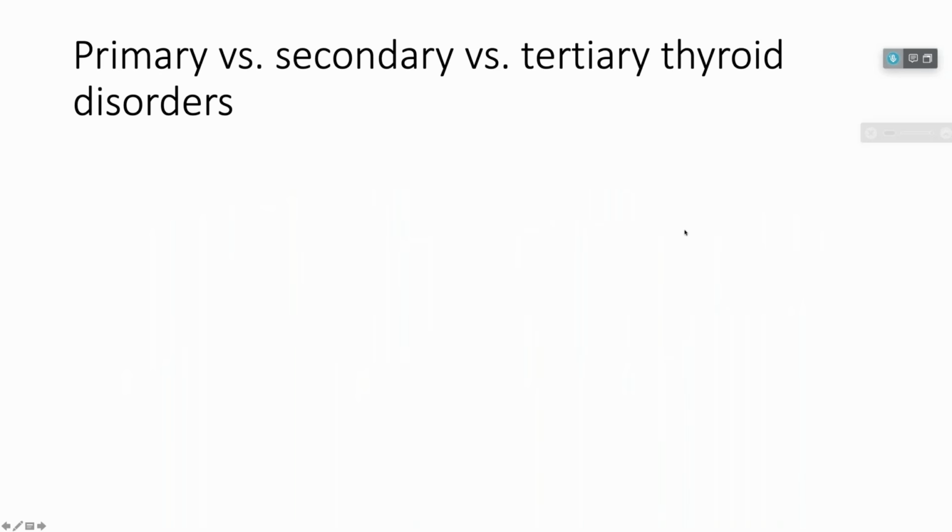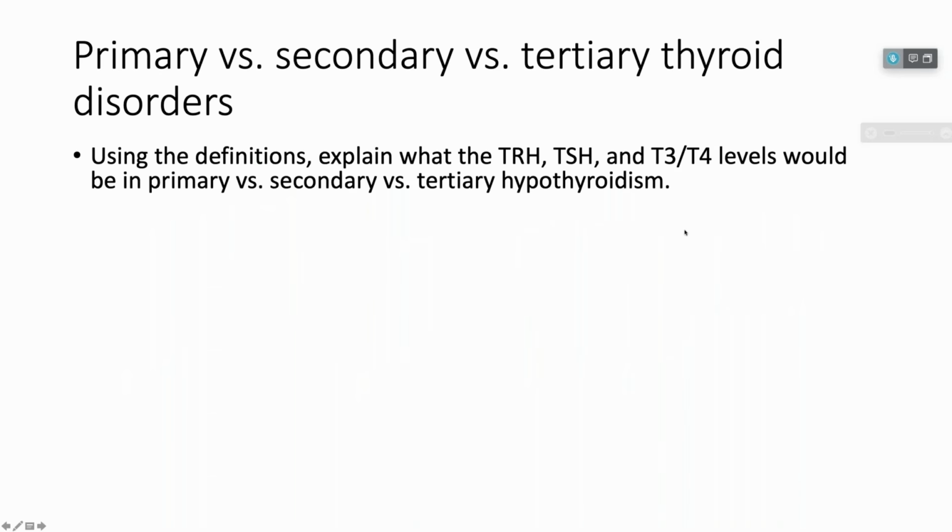Okay, so let's use some of this stuff. Elaine, can you tell me, using the definitions, if someone had primary versus secondary versus tertiary hypothyroidism, what would the TRH, the TSH, and the T3, T4 levels be? So in primary hypothyroidism, you would see decreased T3 and T4 and elevated TSH. But the TRH? TRH would also be elevated. Exactly. Why? Because the dysfunction is in the thyroid and not in the pituitary or in the hypothalamus. But why mechanistically?